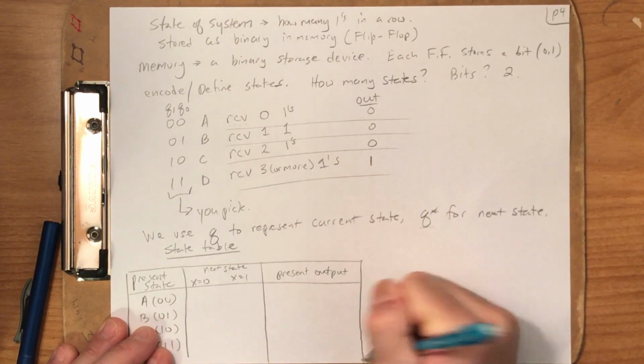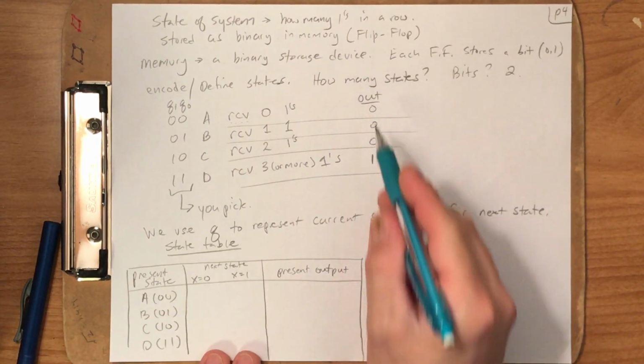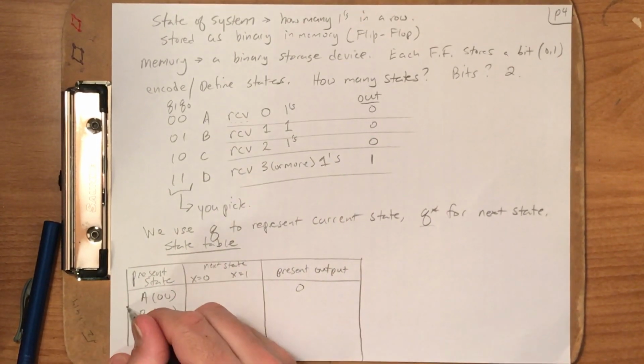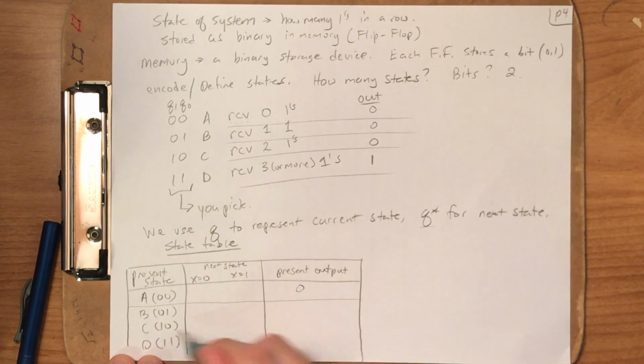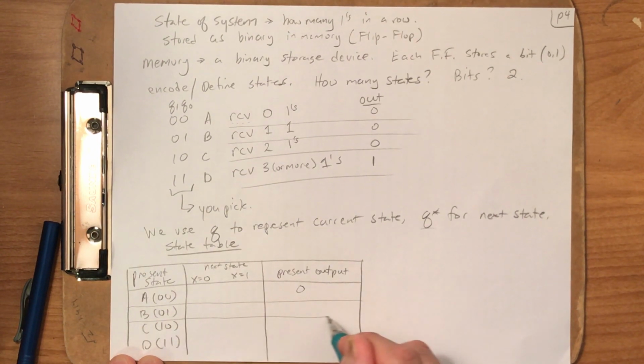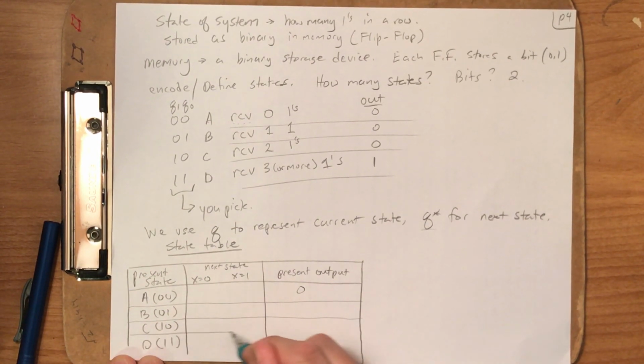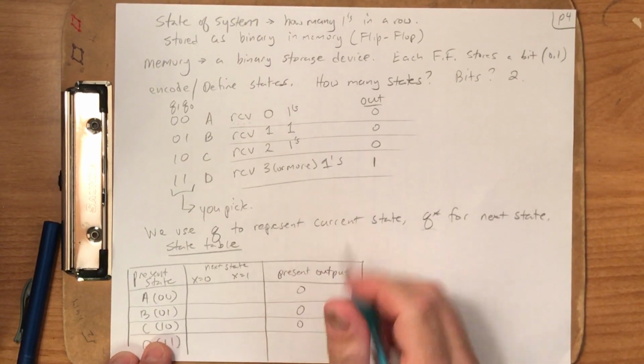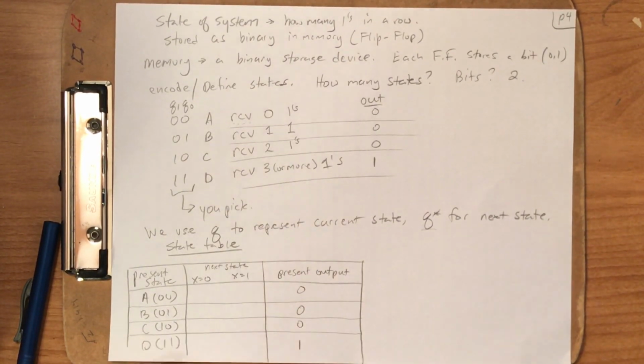Let's jump to the output line because that's the easiest one, and we've already done that up here. In state A, we have an output of 0. Try to keep things somewhat lined up. In B, it's a 0. In C, we receive 2 1s. And in D, we receive 3 or more 1s in a row.